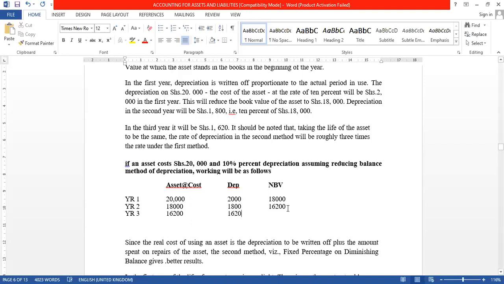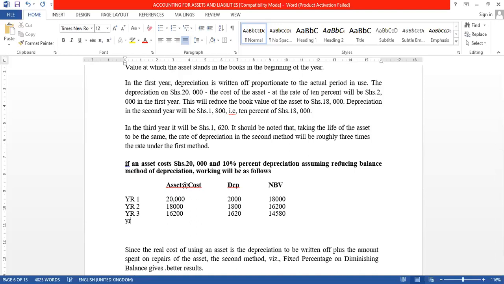So what will be the net book value? Someone, net book value? Net book value, someone? To give us 14,580. Very good.